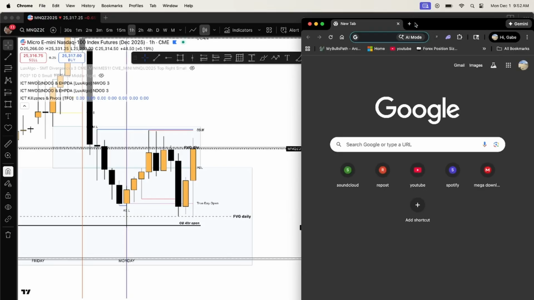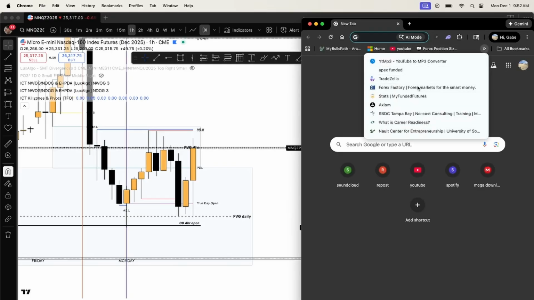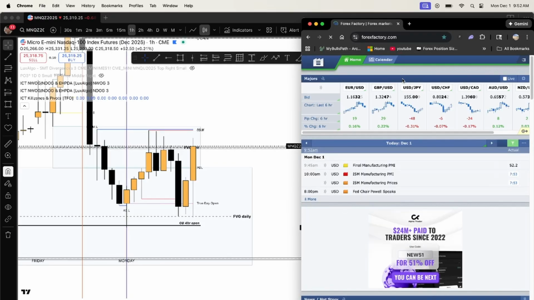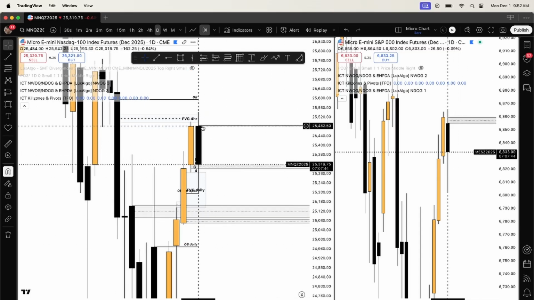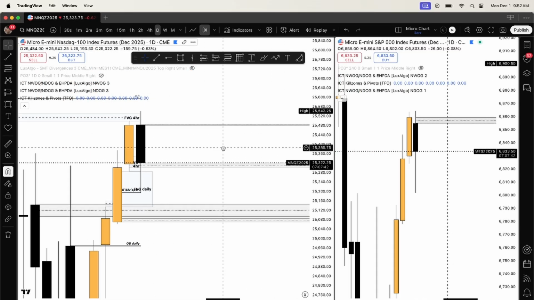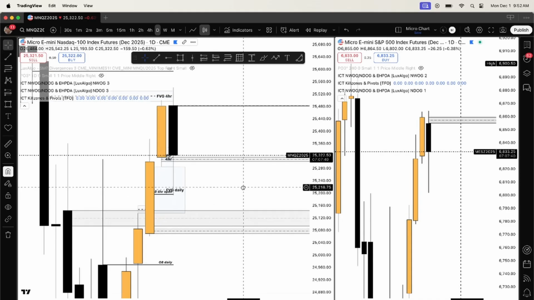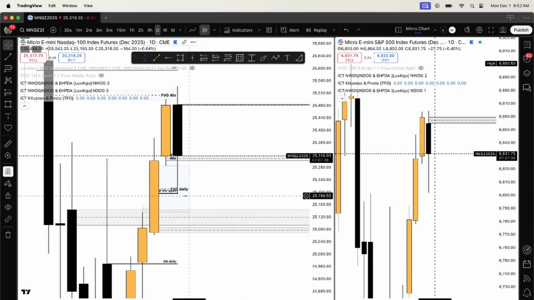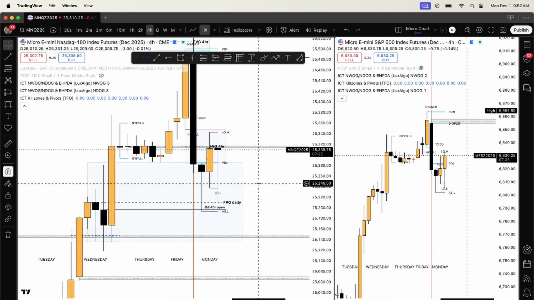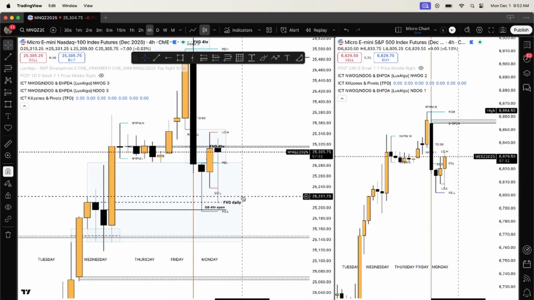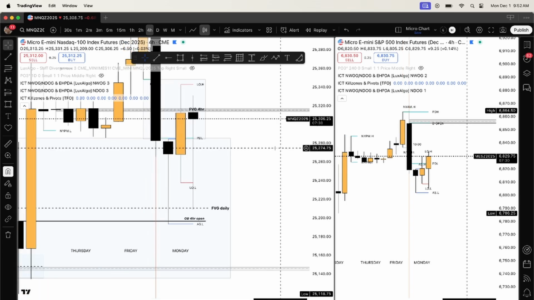Let's go ahead and check news real quick. We have PMI at 10 a.m., so we're going to wait for 10 a.m. But what do we see? We already pushed up into this 4 hour fair value gap. We got a reaction down to this 1 hour or this daily fair value gap. Then offered a reaction off a 4 hour order block. These two little order blocks, which are connected, tapped through that.